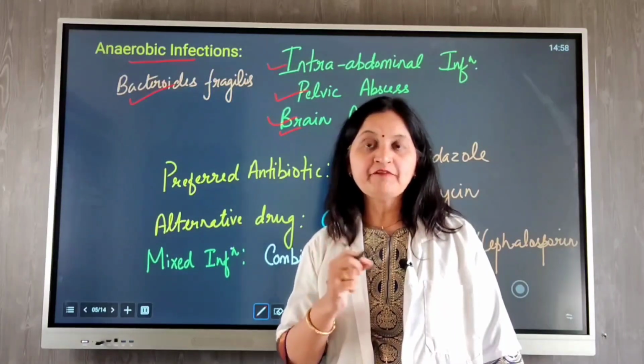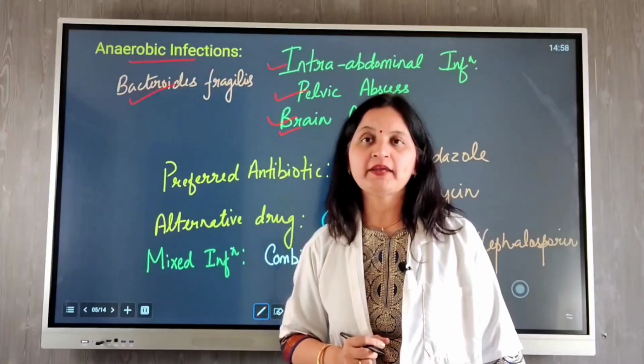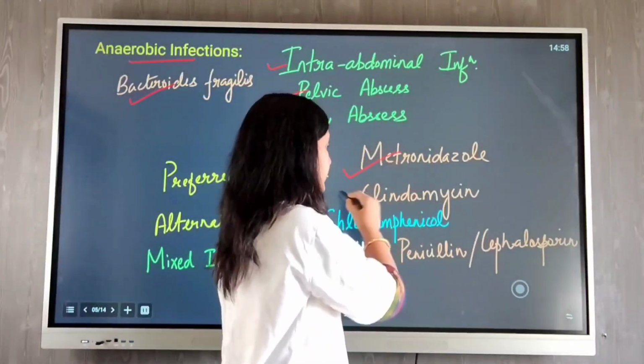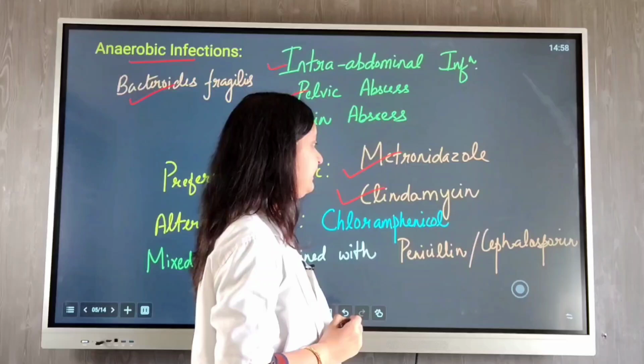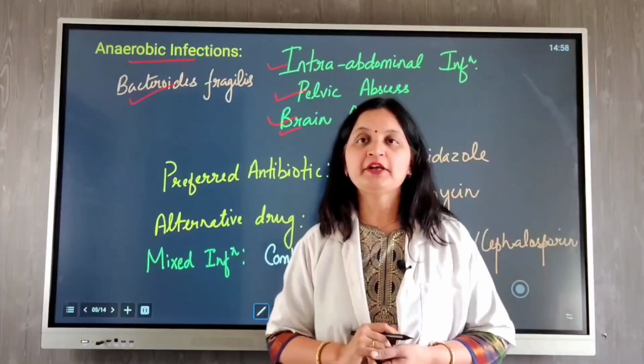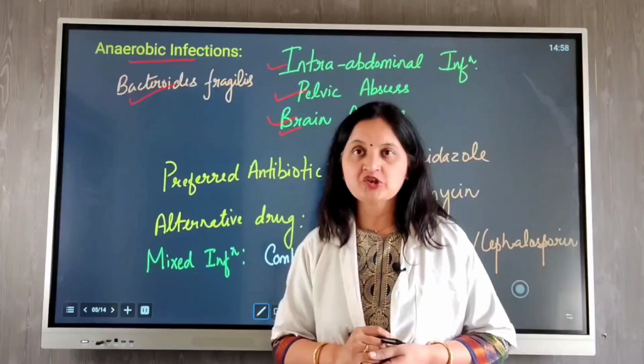So, because of high tissue penetration property and its effectiveness against Bacteroides fragilis, it is useful for treating anaerobic infections. However, the preferred antibiotics for treating anaerobic infections are metronidazole and clindamycin. So, metronidazole and clindamycin are the two antibiotics that are preferred in the management of anaerobic infections.